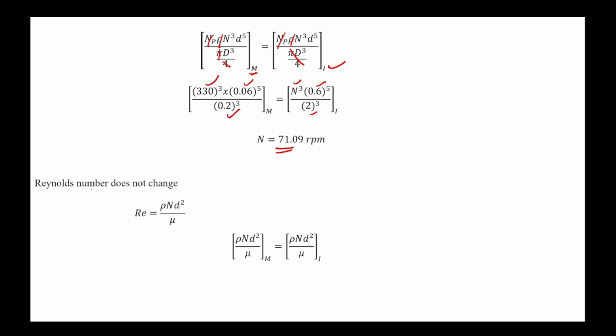Now second case, Reynolds number does not change. So Reynolds number we know that rho n d square by mu. Just put all the values. Rho will cancel out, mu will cancel out. So n d square for model and industrial, we will get n for industrial is equal to 3.3 RPM. Okay, this is for you.